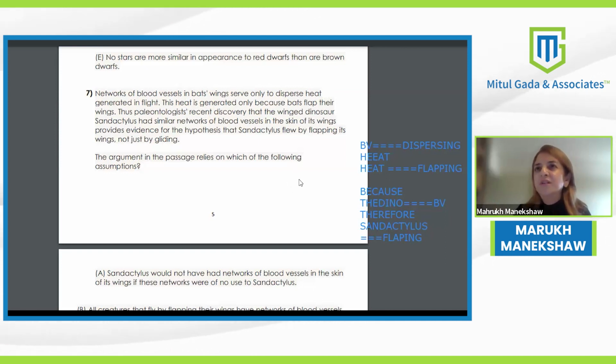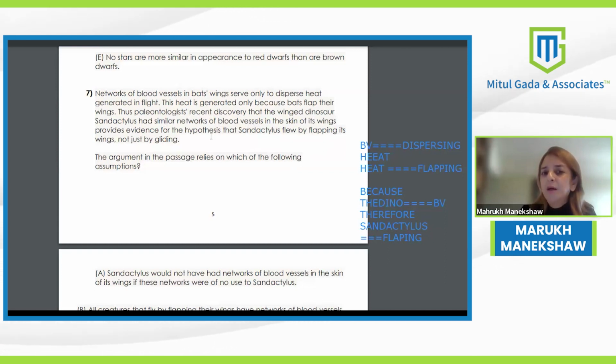Okay, so the first assumption that strikes us is that it is being assumed that what is true for bats is true for dinosaurs, right? That is the assumption which immediately comes to your head. Okay. Yes, true. Okay. Let's delve into it a little more. On what grounds have we hypothesized that the Syndactylus flew by flapping? Because we found them to have similar networks of blood vessels.